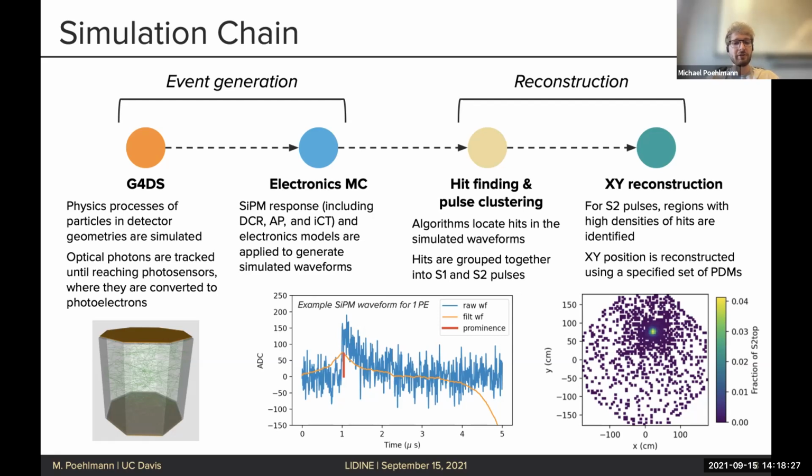Once we have these hits, we can group them into S1 and S2 signals. And once we have S2, we can apply an XY reconstruction algorithm to determine where in the TPC this event occurred. So shown here is an example of a simulated S2 light pattern.